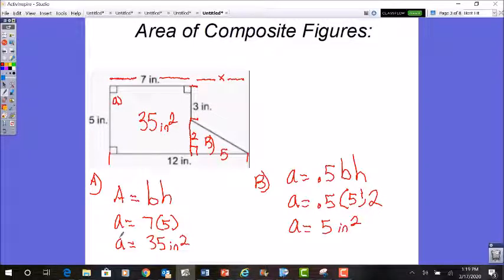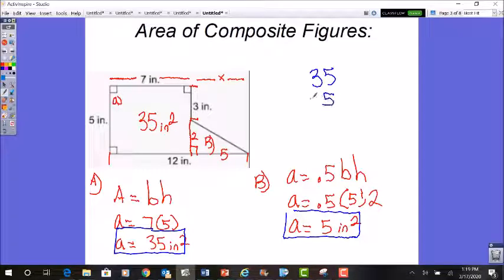So now all I need to do to get the composite area is add those two shapes together. Okay, so shape A we said was 35. And then shape B gave us an area of 5. So for our total area, we need to add 35 and 5 together, which gives us an area of 40 inches squared for the entire figure.